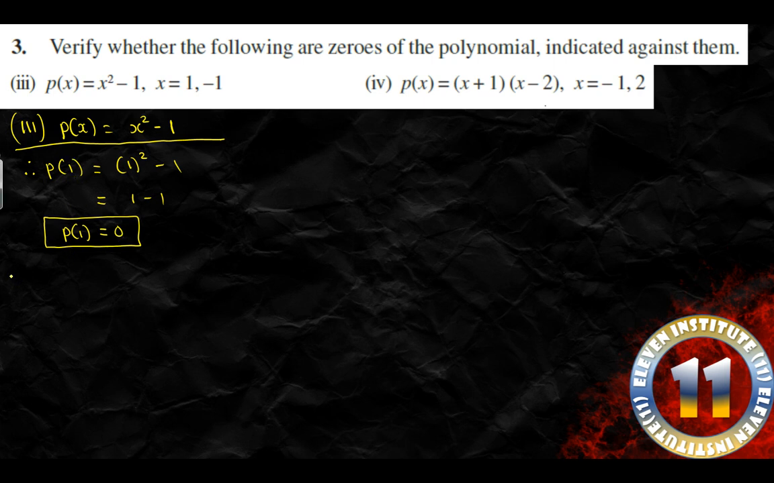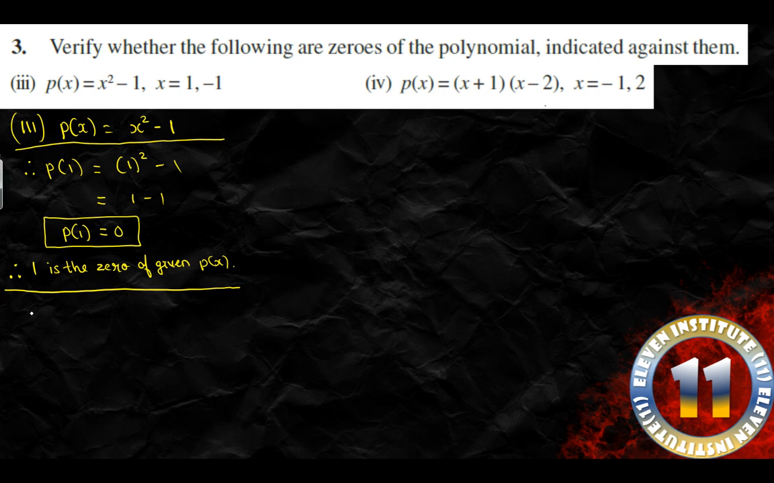So therefore I can write 1 is the 0 of given polynomial with variable x. 1 is the 0 of given polynomial with variable x. Now we have one more value minus 1. So we will input minus 1 also over here.